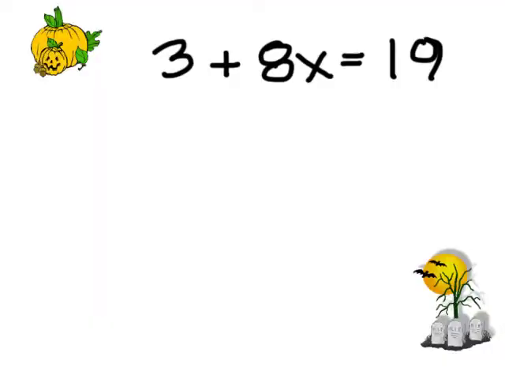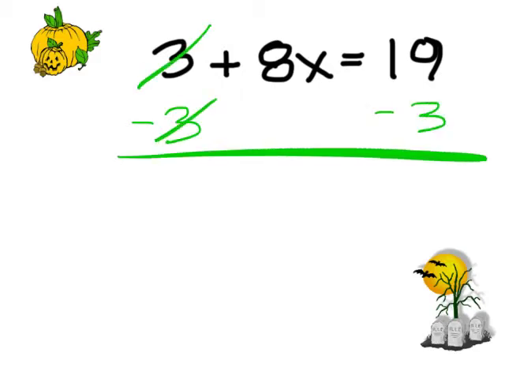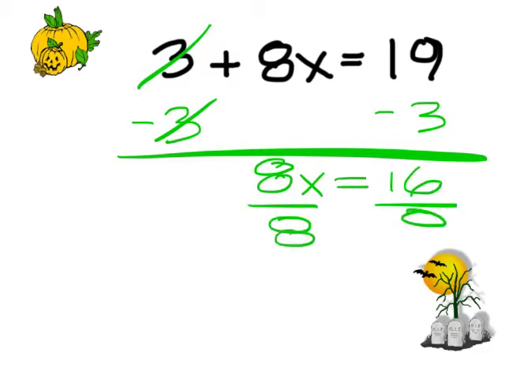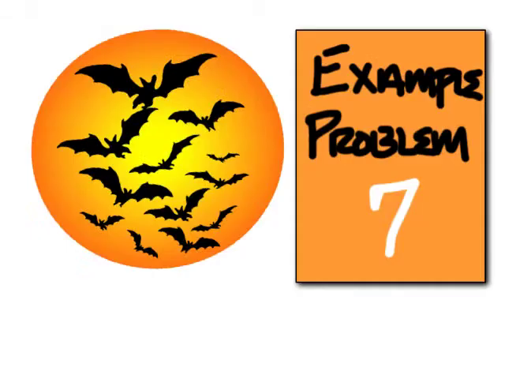Bonus problem number 6. Subtract 3 from both sides. These cancel out. You're left with 8x equals 16. Divide both sides by 8, and your answer is 2.